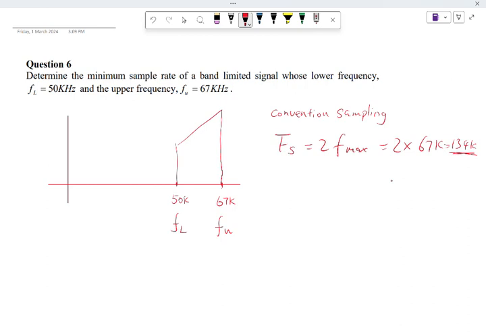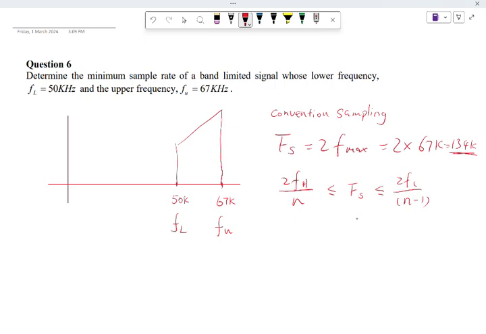But you can see there is a lot of space that just doesn't have anything, so using over 100K is pretty wasteful. So now we introduce a new theorem. It's called the bandpass sampling theorem. The theorem sounds like this, and the equation looks like this: 2fh over n, and then the sampling frequency is in between these two numbers.